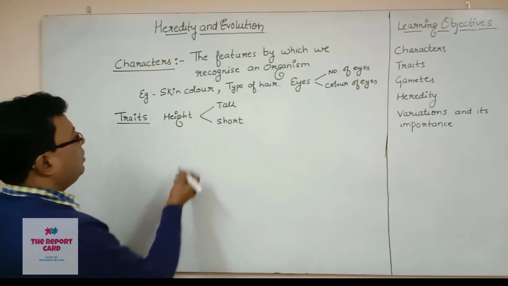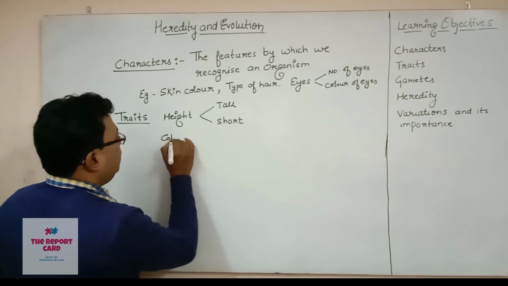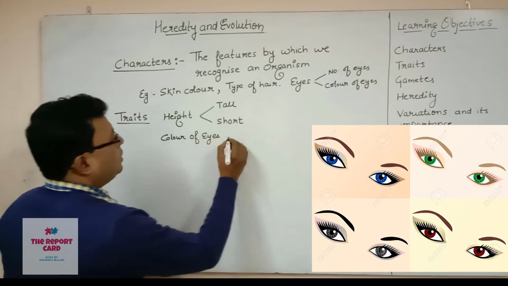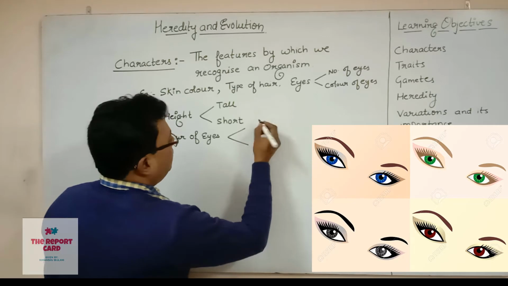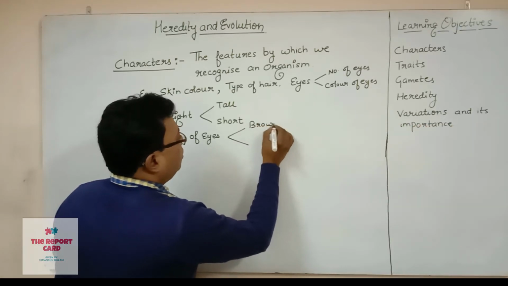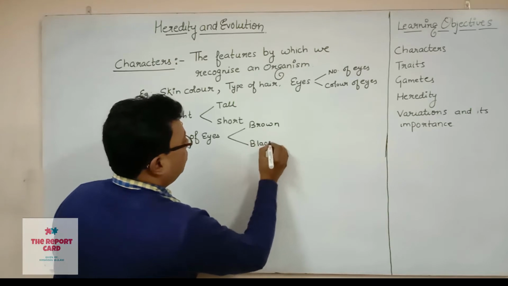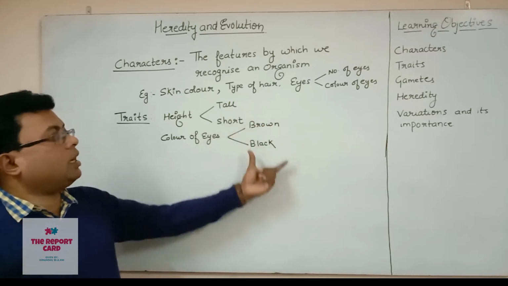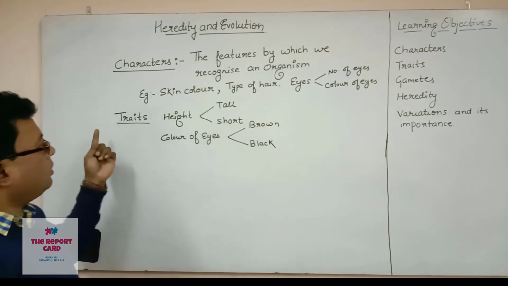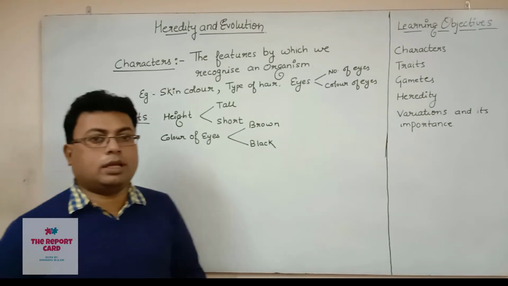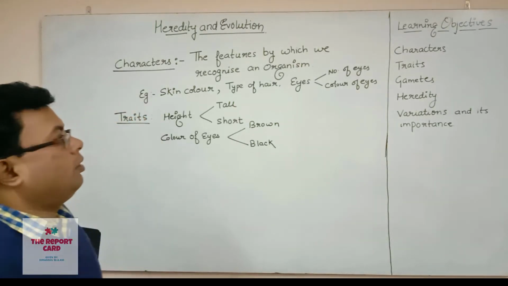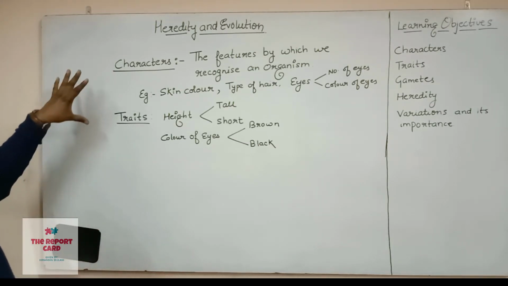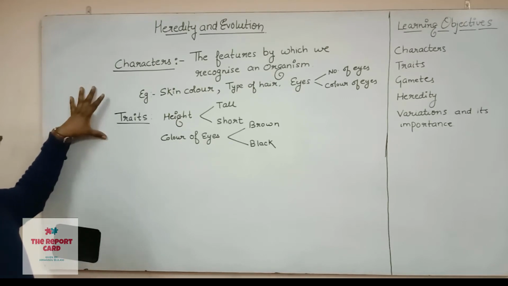Another example, if I say color of eyes, this is another character, and we have two parameters. It can be brown and it can be black. So the brown and black are the two parameters, so these are the traits. Now I think the characters and traits are very clear to you. Now these characters and traits, every organism has these characters and traits.